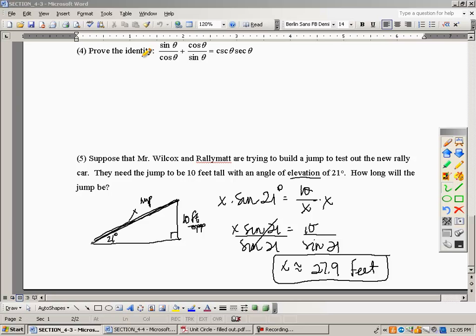So that's section 4.3. You will have a quiz 4.1 to 4.3 coming up. Again, part is calculator, part is no calculator. Please, please, please try everything you can without a calculator. And so far, the only one we've needed a calculator for is this last one.